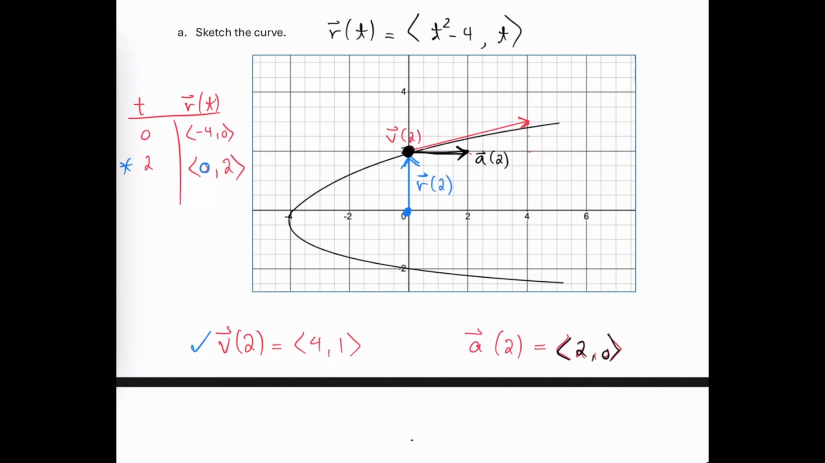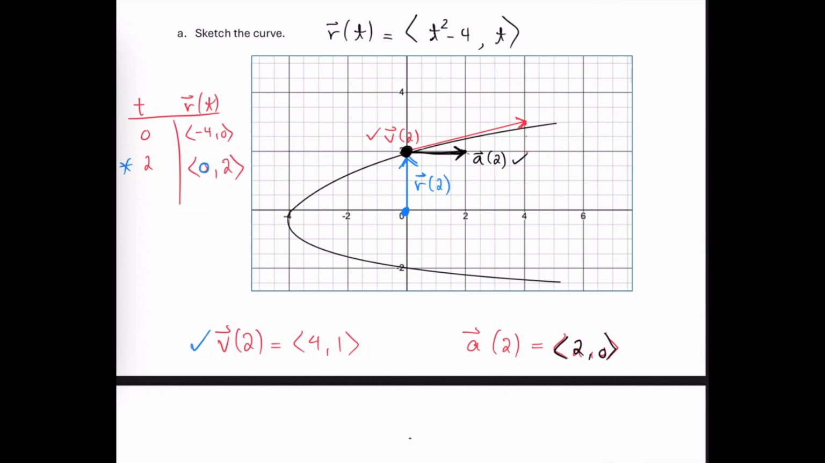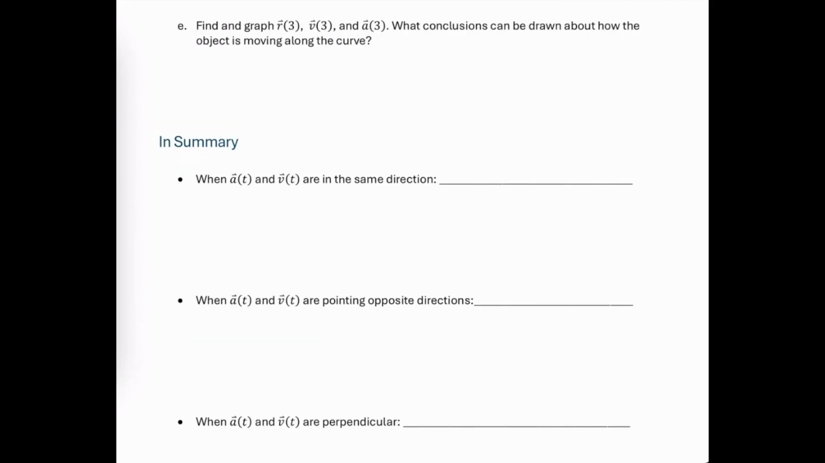Now this means that we're always getting a push on this particle, pushing it to the right. And since this acceleration vector is pushing in the same direction as the direction that the particle is moving, we can anticipate that the particle is going to be speeding up as the value of time is getting bigger and bigger and bigger here.